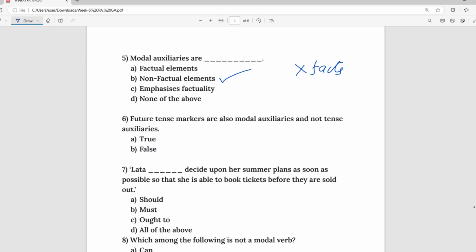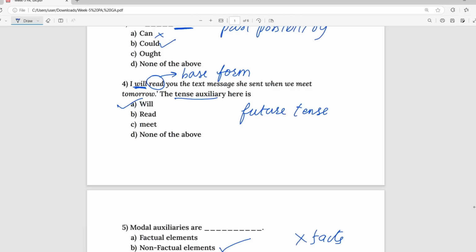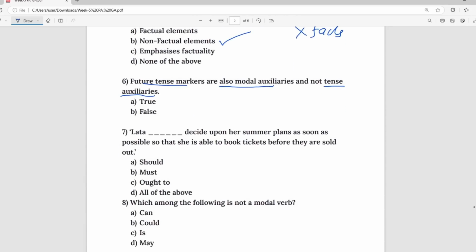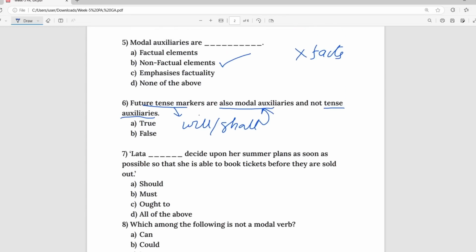Sixth question, future tense markers are also modal auxiliaries and not tense auxiliaries. True or false? So what are future tense markers, as we saw in this fourth one? Will. Here will is what is saying that it is a future tense. So here future tense markers like will or shall, they are considered modal auxiliaries rather than tense auxiliaries because they express mood or possibility. They do not indicate facts nor do they indicate grammatical tense. They just indicate possibility, hypothetical situation or mood.